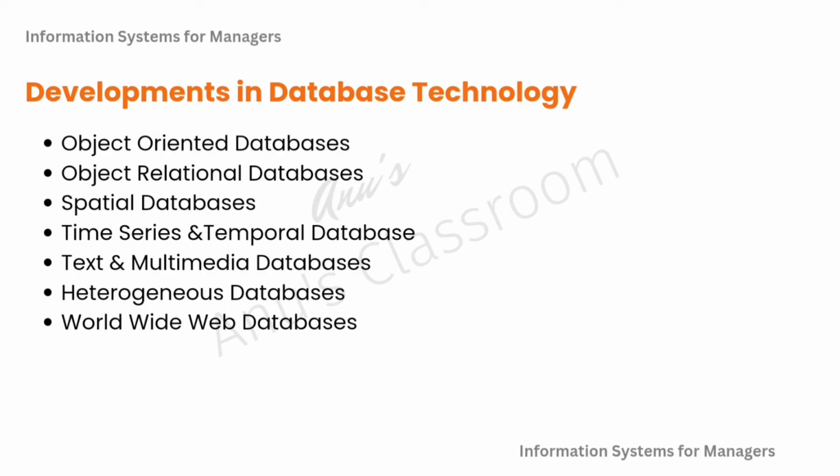So, what are the few developments that we are finding these days in database technology? We have object-oriented databases. Now we have object-relational databases. We have spatial databases, time series as well as temporal databases. We have text and multimedia databases. Earlier, it was not possible to store images, but these days we can store images and things like that also. Heterogeneous databases are there. And the biggest of them all is the World Wide Web, WWW database.